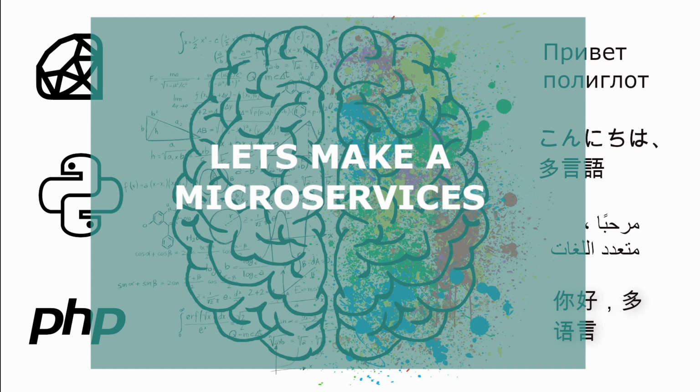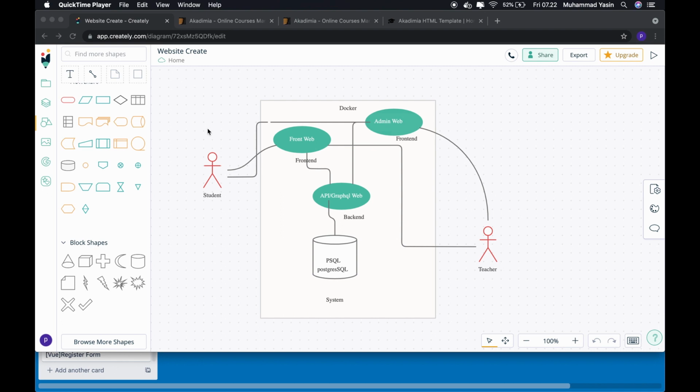Today we're gonna continue our tutorial. We will create it step by step until it becomes a complete project that you can show to your recruiter or your client as a reference. The general thing that we're gonna do today is create a front web and an admin web. Both will be created using React.js.